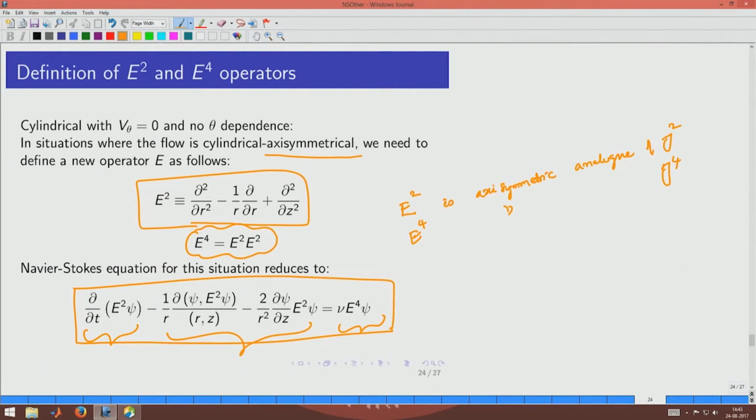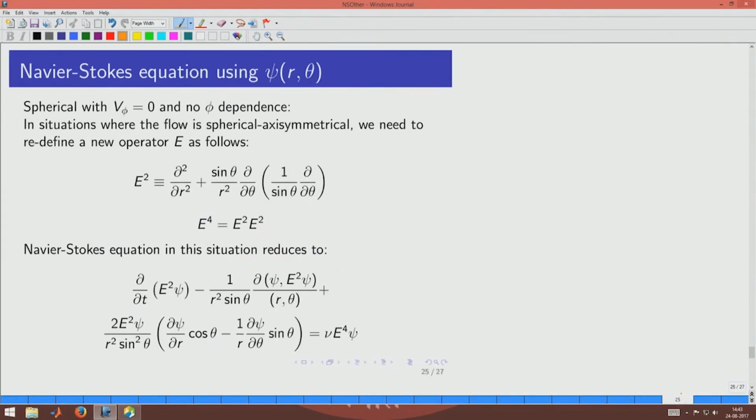Which means that in a cylindrical axisymmetric case, if the Reynolds number is very small, how do I approximate the Navier Stokes equation? You could already guess that it is going to look like that. So, this is how the simplicity is coming in.